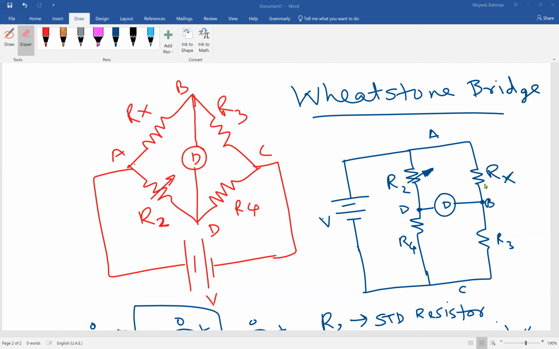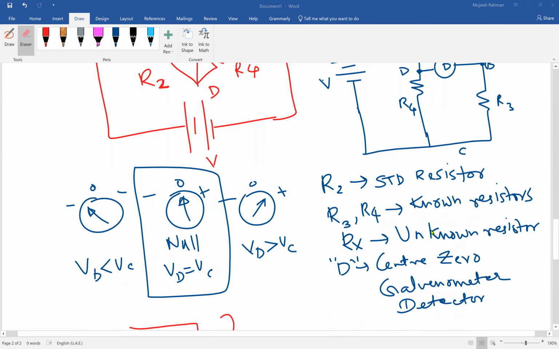So this is AB, which is Rx. Between AD we have R2, between DC we have R4, and between BC we have R3, and between D and B the detector is connected here. So exactly the circuit will be the same actually. All right, so let us look at how to solve this particular problem.